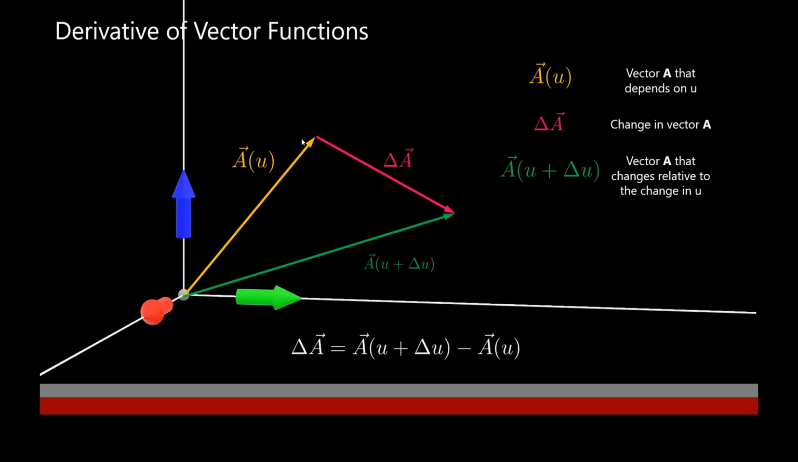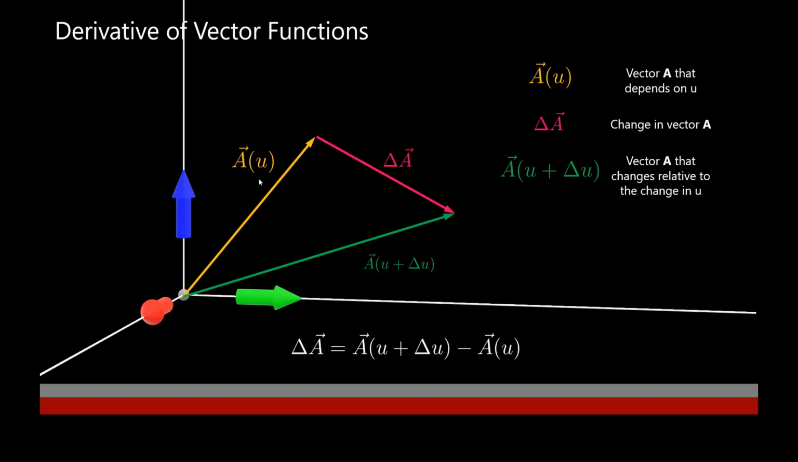Let's say you have a vector function. When I say a vector function, it is a vector that is dependent on some scalar or some variable u. Okay? So you define this vector A that depends on u. So this yellow vector here.